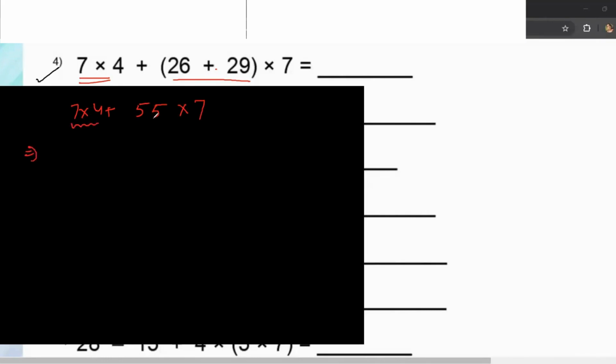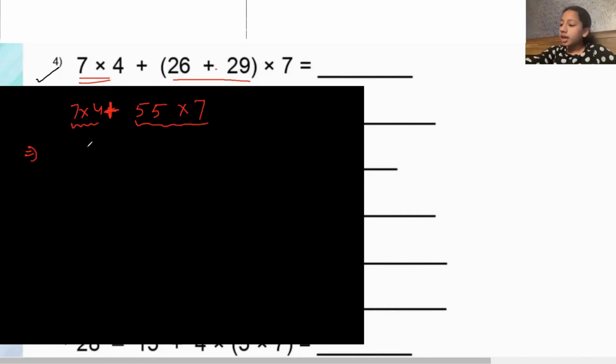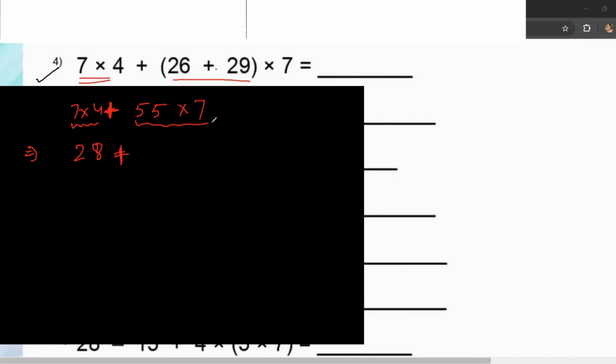Now this is also multiplication. So we will do 28 plus 380. Right. So 28 plus what is this? The 55 times 7 is 385. Wait, Sejal, wait, beta. This is 35 and this is also 35 and middle 2 digits you add. So 385. Right. And now 28 added to this is what?